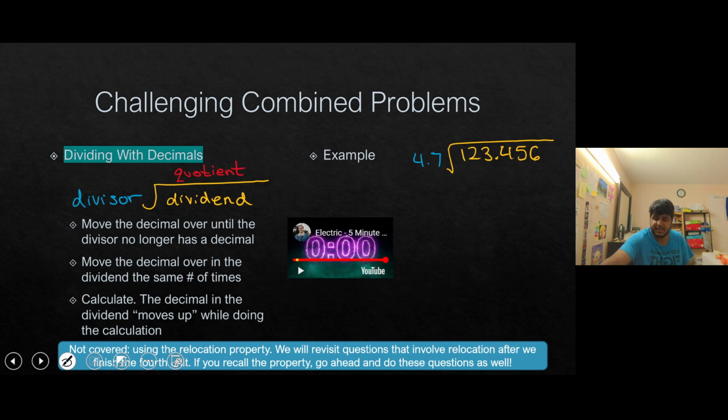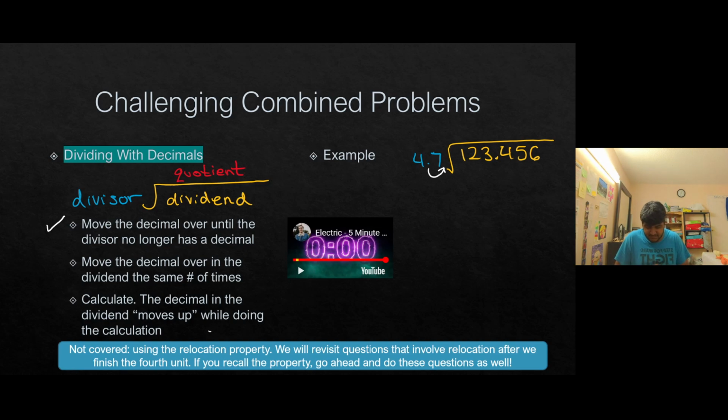Alright, so time is up. Let's go ahead and solve this problem. So the first step here is to move the decimal over until the divisor no longer has a decimal. So you just take the decimal and you move it right over there.